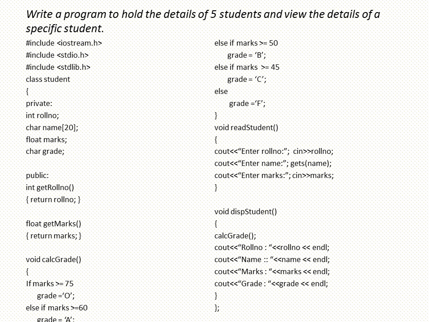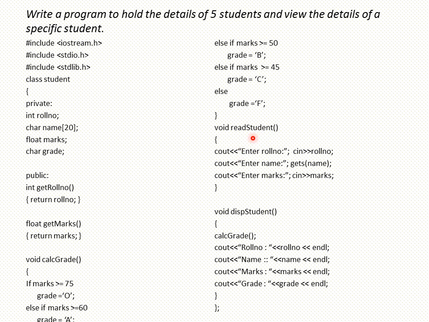Here we have written a program to hold the details of 5 students and also view the details of a particular student. If you notice the first 3 lines, the needed header files are included here and the class is being defined. Under the private section there are 4 data members, and under the public section, if you notice, int get roll number, float get marks. Of course they are the accessors, you know this already. And this calc grade function is the mutator function which will allocate the grade according to the marks.